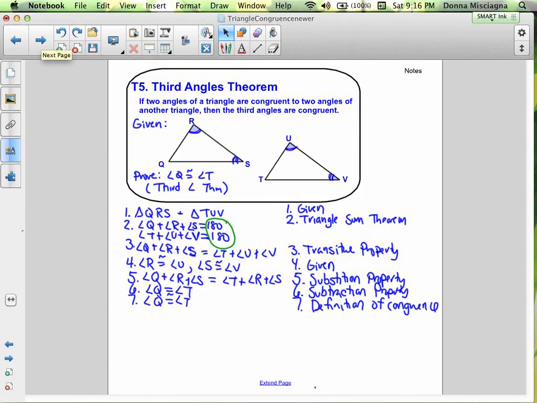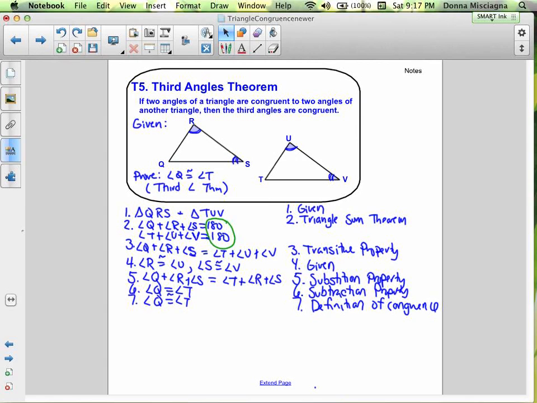And now we have actually proven the third angle theorem. So this should be in your notes as well. And now you can see it has to be true all of the time. If two angles of a triangle are congruent to two angles of another triangle, the third angles must be congruent as well, because the same amount is going to be left for those third angles, because of triangle sum theorem. If you have any questions on this proof, let me know. I really want to help you improve your ability to prove things to be true.